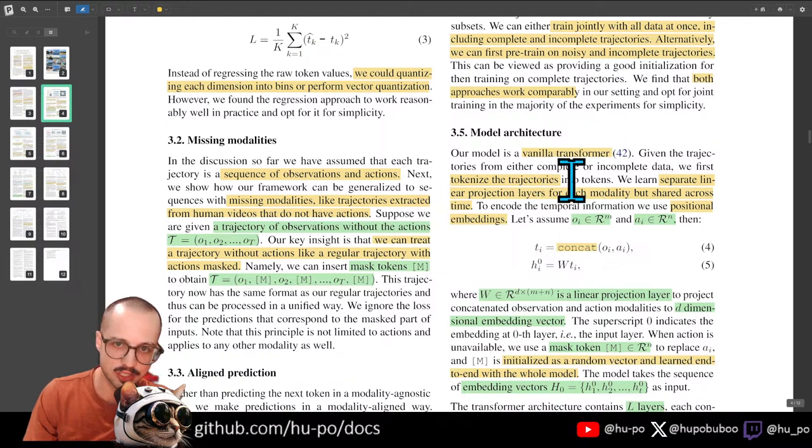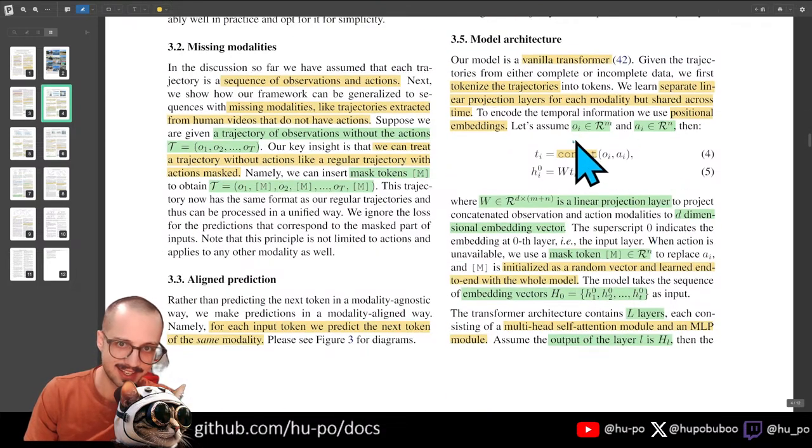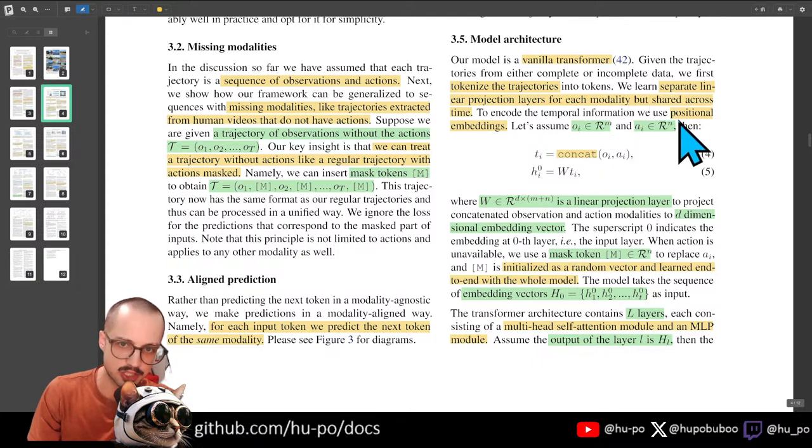Okay, they're going to tokenize the trajectories by separate linear projection layers for each modality, but shared across time. To encode the temporal information, we use positional embedding. So positional embeddings to let the transformer know where in the sequence you are or where in the trajectory you are. And in order to combine the observation i and the action i, so here you see how o_i, the observation space, has dimensionality R^M. So it's a little vector where M is the total number of numbers in that vector for the observation. And the action space is of dimensionality R^N, right? So the N is the number of numbers in the action vector, right? So in order to turn that into a token, they're literally just going to concatenate it.